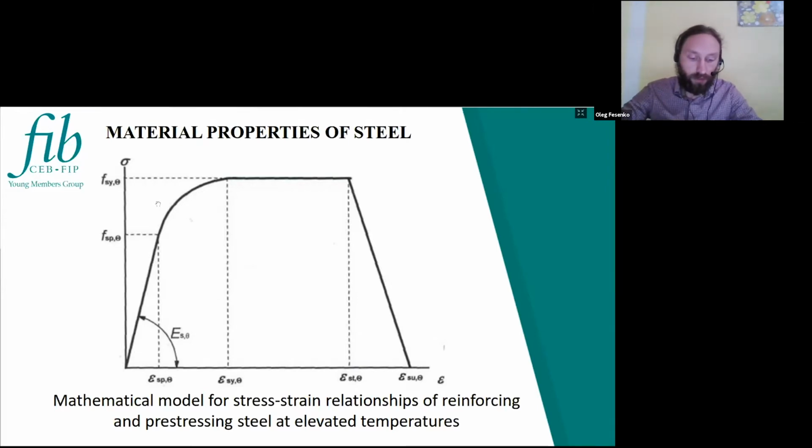The strengths and deformation properties of reinforced steel at elevated temperatures shall be obtained from the stress-strain relationships specified in this figure. The stress-strain relationship are defined by three main parameters: the slope of linear elastic range, the proportional limit FSP, and the maximum stress level, and also ultimate strain for reinforced steel.